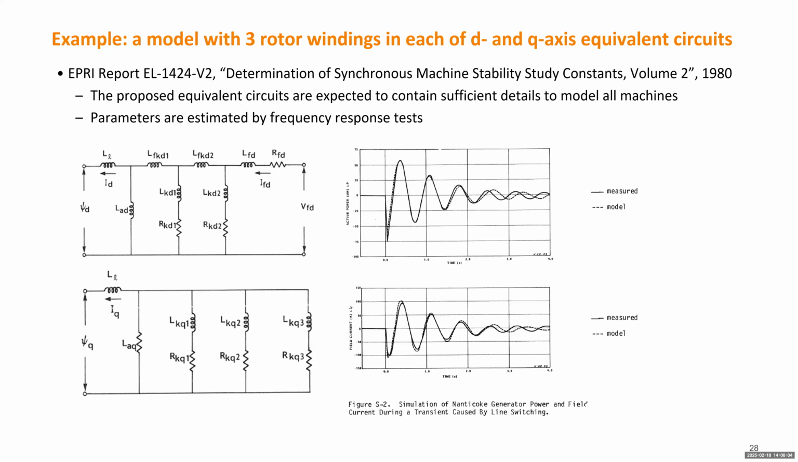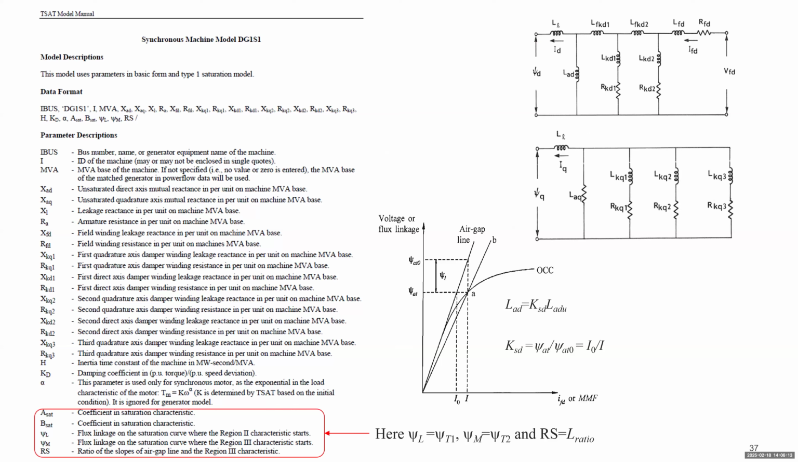What we just talked about on the saturation will be utilized in this model. This is exactly from the TSAT manual. TSAT is the transient stability analysis tool. They give you all the parameters, so you can tell that XAD is basically just LAD, and XL is basically just LL, because in per unit, X and L are the same. And XKQ1, RKQ1, they follow exactly the same notation in those two circuits.